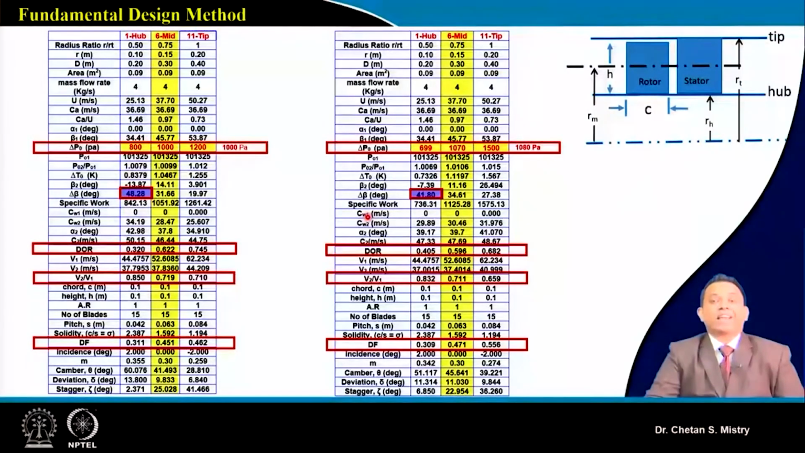So this is the flexibility we have by using this Excel sheet program. At the same time, we can see our degree of reaction has increased to 0.40, the relative velocity ratio has reduced slightly to 0.83, and the diffusion factor is 0.309.